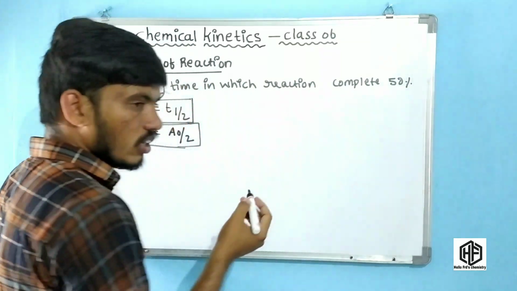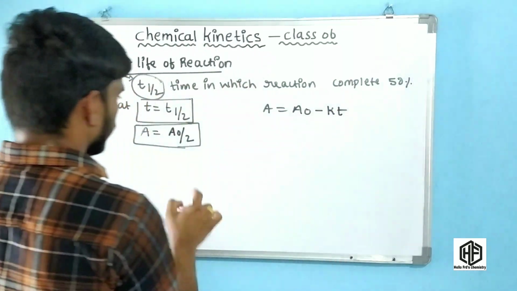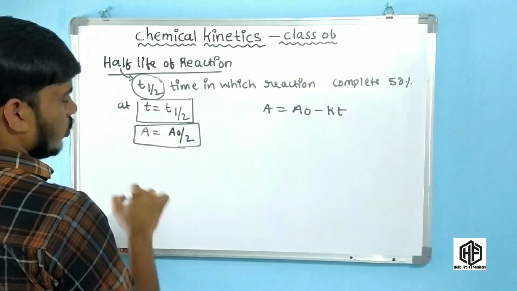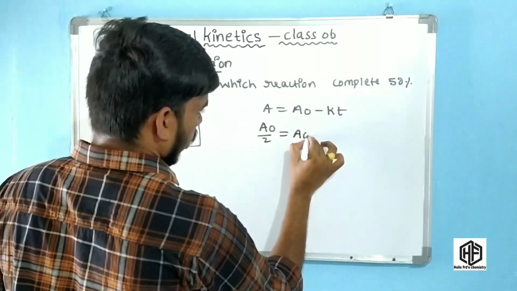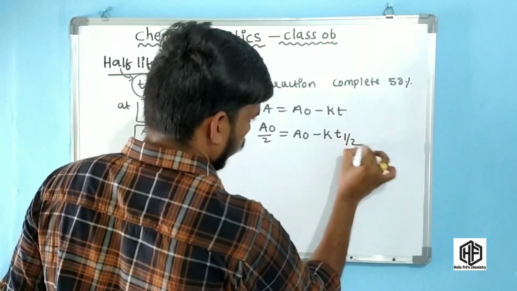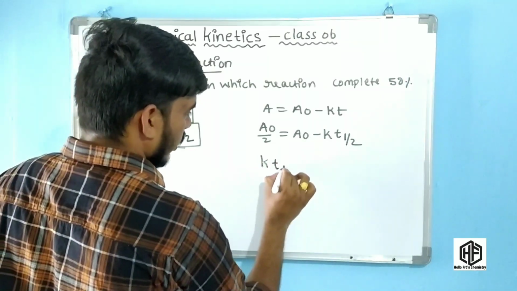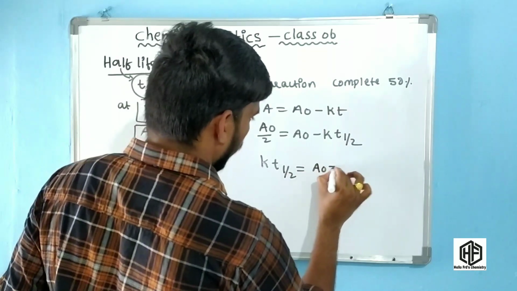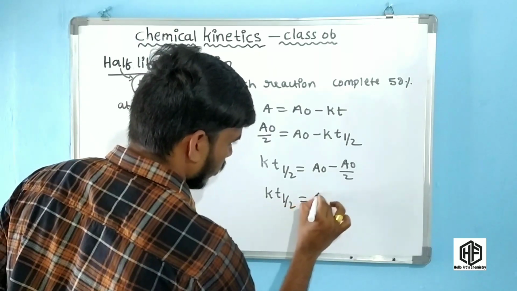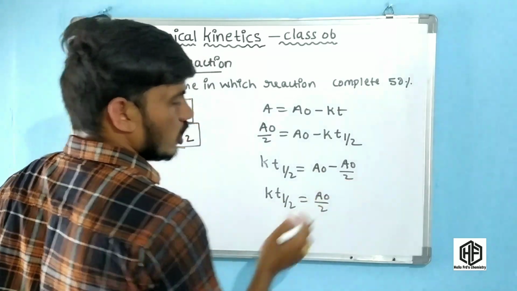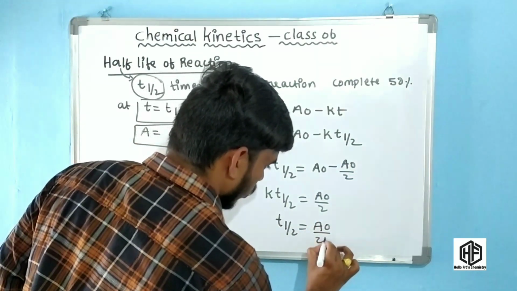Now the integrated rate law is A is equal to A naught minus kt. Now t is equal to t half and A is equal to A naught by 2. So A naught by 2 is equal to A naught minus k into t half. Now we have to find k into t half is equal to A naught minus A naught by 2. Finally, k into t half is equal to A naught by 2, since A naught minus A naught by 2 is A naught by 2. Finally, t half is equal to A naught by 2k.